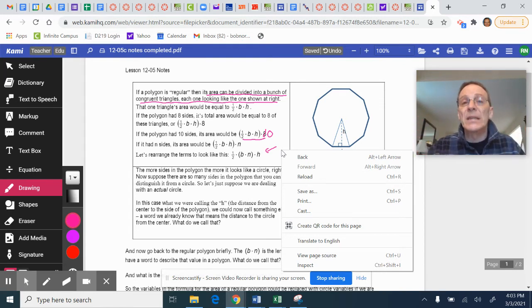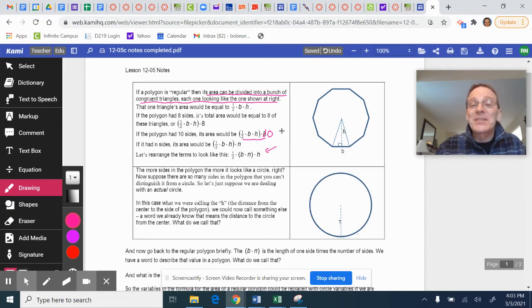Okay, well, if you're talking about 1,000,000 sides in a polygon, you wouldn't be able to tell if that was actually a polygon with 1,000,000 tiny little sides or if it was a circle. You probably would think it was a circle. The sides would be so small and the angles would be so large and so not sharp. It might just look like a circle. So let's just suppose we're dealing with an actual circle.